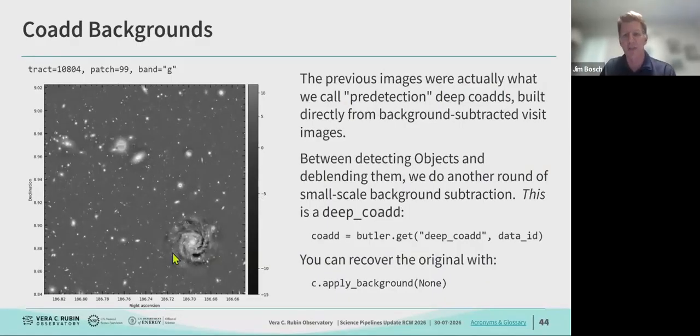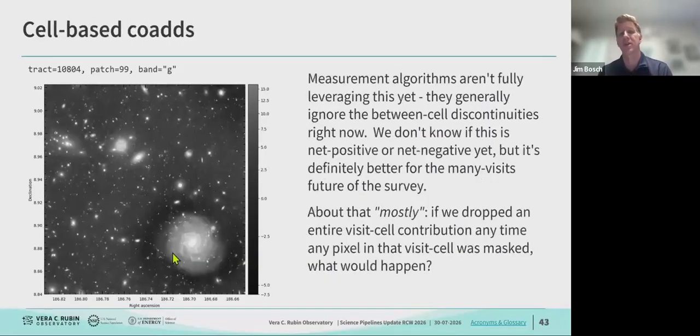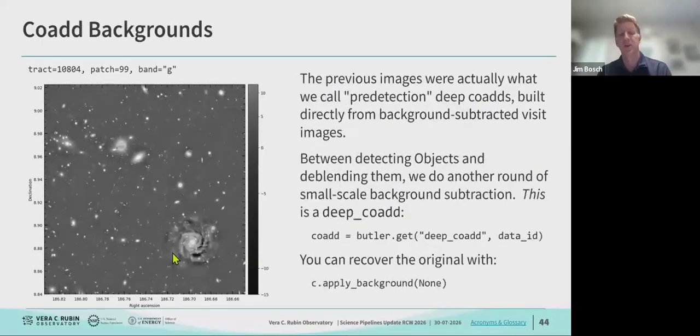And you can see that it looks much flatter, but this poor, beautiful spiral galaxy has been absolutely destroyed by being over-subtracted. And almost everything else that's big or bright has been over-subtracted as well. If you could blink back and forth between this one and the previous one. That's because after we combine all the images, these are the regular single-detector background-subtracted images that get combined, as Yusra said. We do another round of background subtraction that uses an even smaller scale.